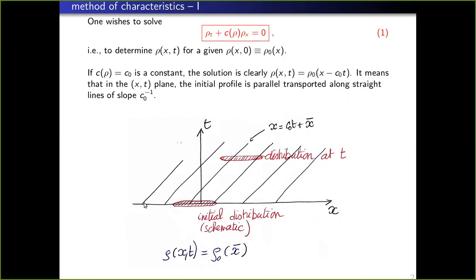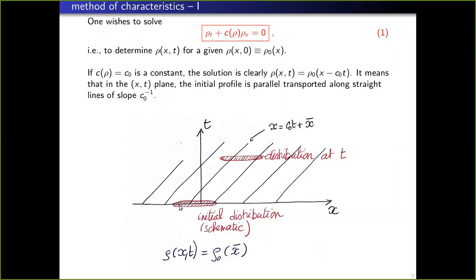So let's plot in the xt plane. The initial distribution should be represented in the third axis. Schematically, I just draw a swarm of points there, initial points. And they are parallel transported along straight lines of equation x equals c naught t plus initial value of x, denoted by x bar. So in this plane, these straight lines all have the same slope, which is 1 over c naught, because t is not the abscissa, but the ordinate.